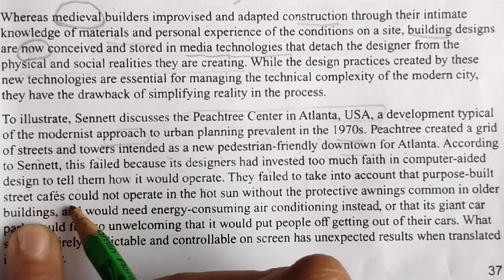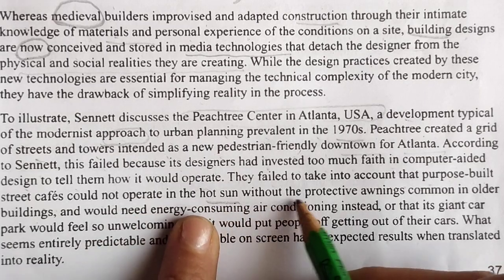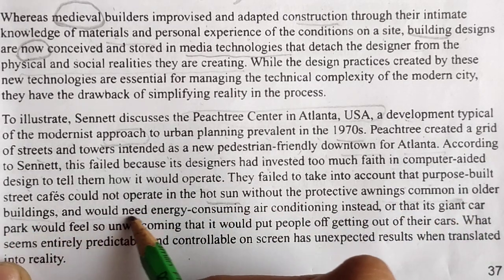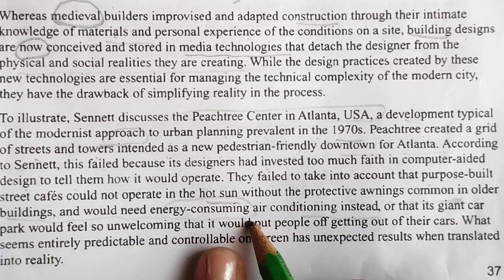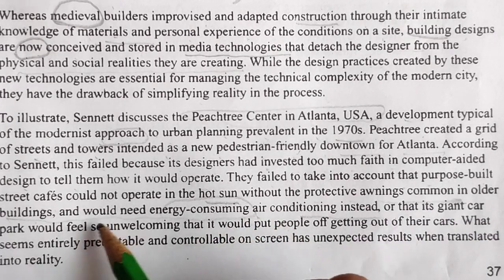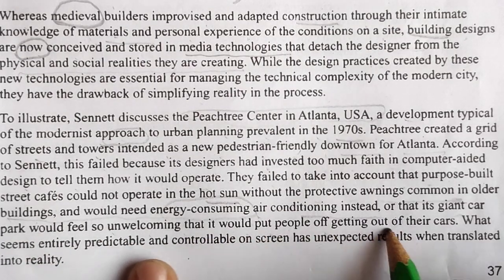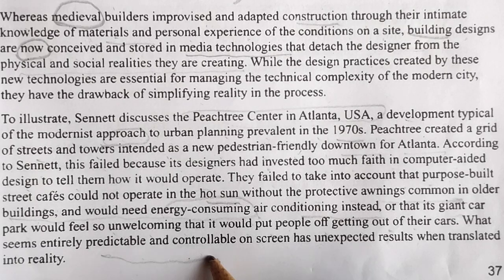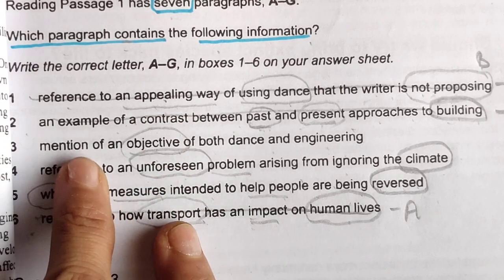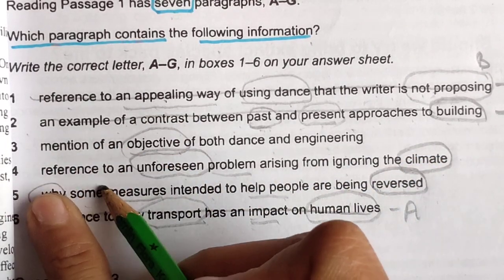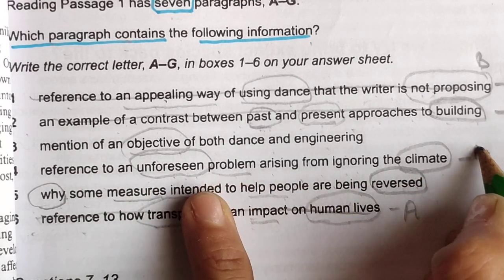Okay, they are talking about coffee and all. Street cafes could not operate in the hot sun without the protective awnings common in older buildings, and would need energy-consuming air conditioning. Yes, somewhere they were talking about the climate. Okay, so let's read. That giant car park would feel so unwelcoming that it would put people off getting out of their cars. Unpredictable, uncontrollable. Let's read the options first. Yes, in one option the climate word is here: a reference to an unforeseen problem arising from ignoring the climate. So that is D.